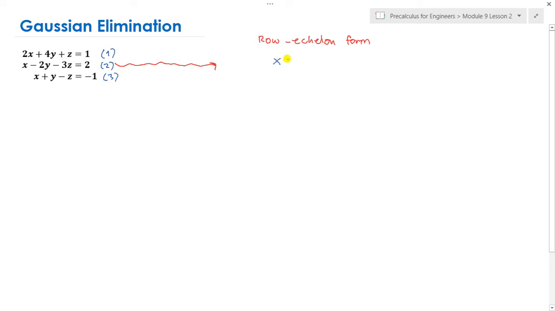So we have here our first equation in row echelon form, x plus y minus z is equal to negative 1. Okay, then let's proceed to solving for equation 2, that is in terms only of y and z. So let's combine again equations 1 and 2. Then we're going to eliminate x, para y and z na lang.